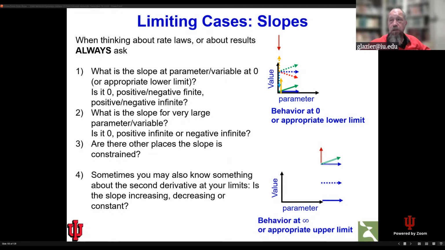And so we're always going to ask that question: at zero, or the appropriate lower limit, is the value zero, positive? Is the slope zero, positive, negative? At large values of the parameter, is the value zero, positive? Is the slope zero, positive? And sometimes we'll know something about second derivatives as well, though not always.